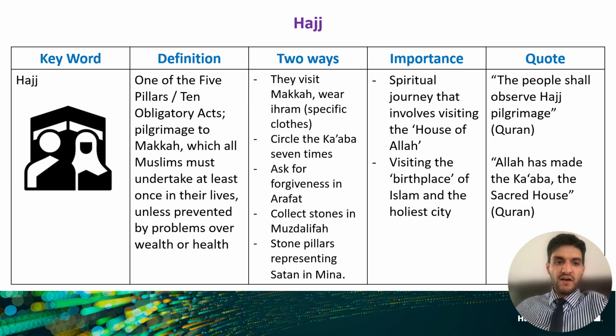So Hajj is one of the 5 pillars and 10 obligatory acts, so you can find it in both Shia and Sunni lists or practices, and it is the pilgrimage to Mecca which all Muslims must undertake at least once in their lives unless prevented by problems over wealth and health. So Hajj is an obligation, but you only have to go on Hajj once in your life and only if you can. You have to be able to afford it financially, but also physically be able to do it as well. Hajj is quite an expensive trip when you think of flights, accommodation, travel, visa, all the things that involve going to another country. So it is expensive for many people.